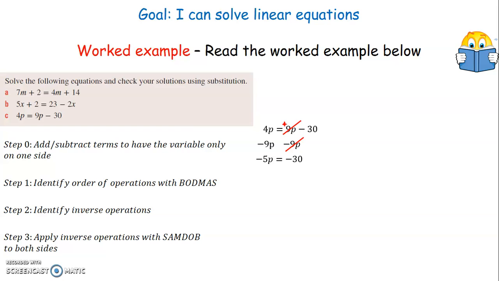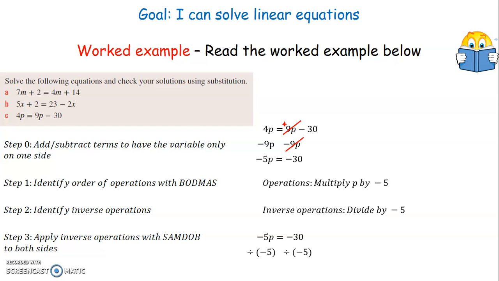So the operations here. This one is actually easier than the other two. There's only one operation, which is to multiply p by negative 5. So the opposite of that is dividing by negative 5. Divide both sides by negative 5, and we cancel the negative 5. So left-hand side, we got p only. Right-hand side, we got negative 30 divided by negative 5, which is going to give you 6.